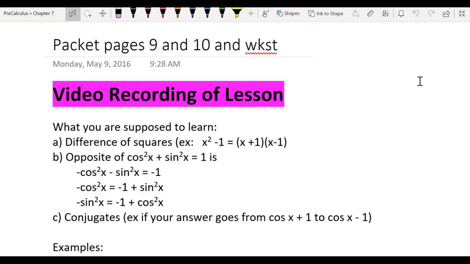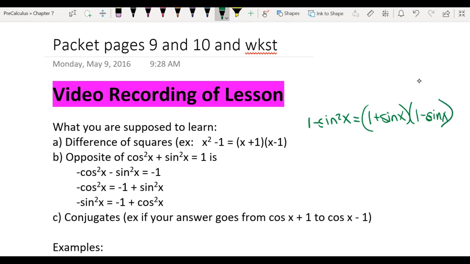The first thing that we need to talk about is the difference of squares. So for example, if you have x squared minus 1, that's x plus 1 and x minus 1. How this comes in today is with the sine squared of x equaling 1 minus cosine squared, and cosine squared equals 1 minus sine squared. These are differences of squares. If you have 1 minus sine squared of x, that is equal to 1 plus sine of x, 1 minus sine of x.